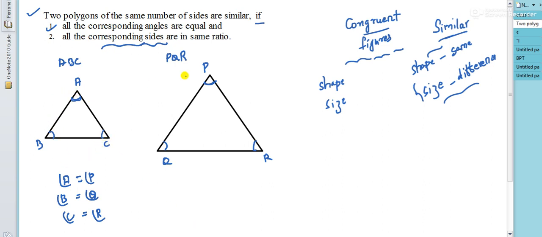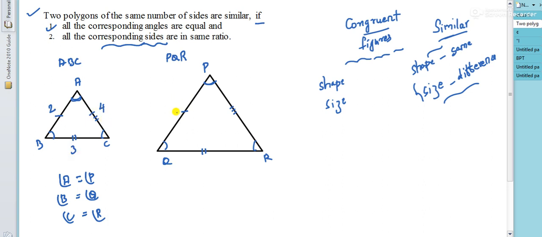For example, AB and PQ are corresponding sides. Similarly, BC corresponds to QR and AC corresponds to PR. Just to represent corresponding sides, I am writing this symbol. So they must be in the same ratio. Now what does that mean? What do you mean by same ratio? It means, if I am taking this as 2, this is 3 and this is 4.